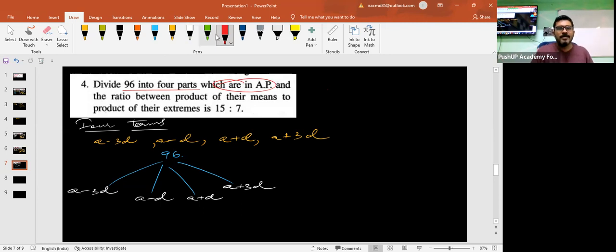Now, what is the first condition to be followed? The ratio between the product of their means to product of their extremes is 15:7. Only one condition is given to you so far. Was I right in my statement? I said only one condition is given to you, and you have to find the value of A and D. Which is the second condition?